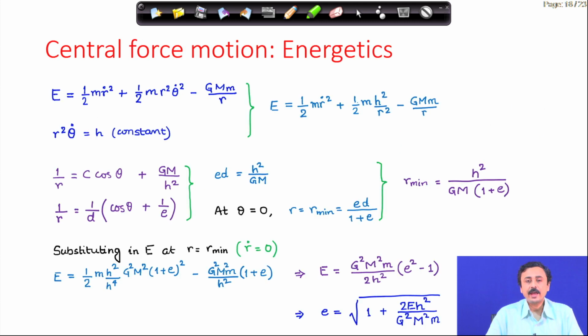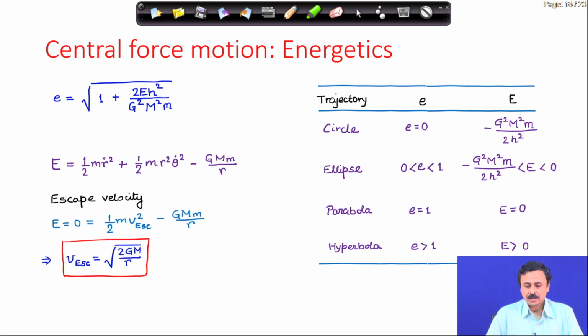Then we had discussed the energetics of motion in a central force field. Everything was discussed in the last lecture, and we had compared the various trajectories and looked at the energy of all these trajectories. For unbounded trajectories, we found that energy is greater than or equal to 0. For bounded trajectories, energy is less than 0. It is precisely negative. So for bounded trajectories the total mechanical energy must be negative, whereas for unbounded trajectories it is 0 or greater, and we calculated escape velocity, etc.